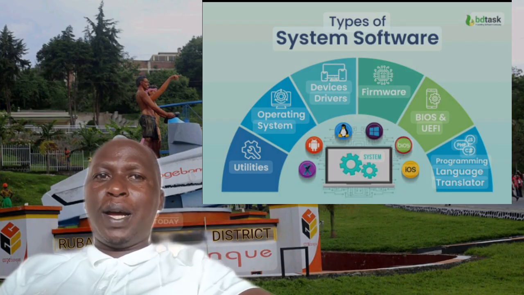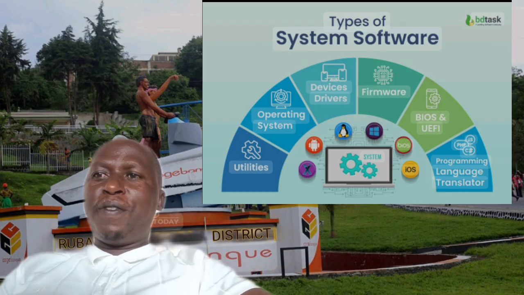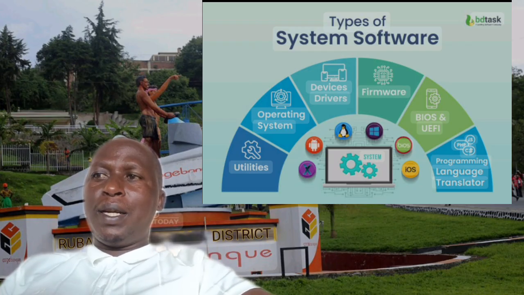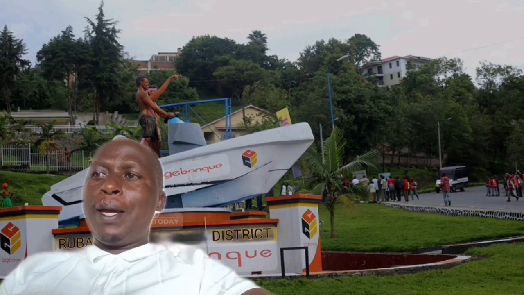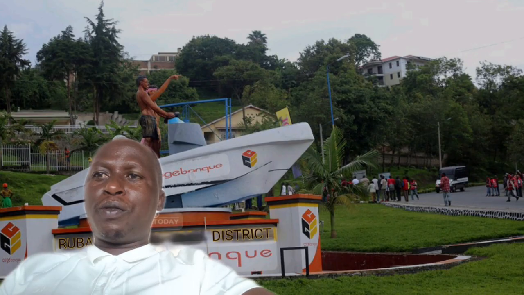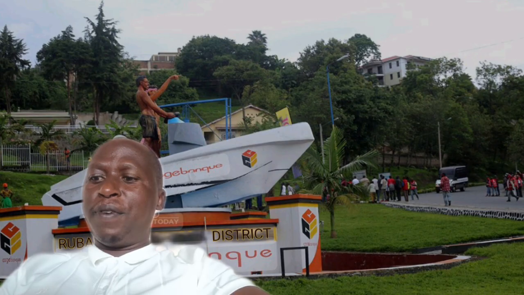So we have device drivers. Remember that a computer has peripheral devices like a printer, a keyboard, a mouse, and so on. So there is system software known as drivers, and this system software helps the operating system to communicate with input or output devices.